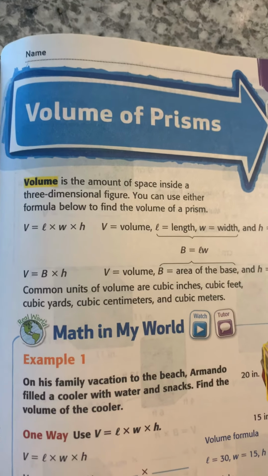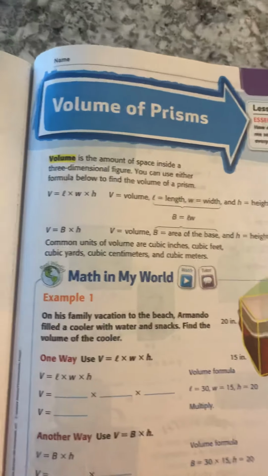You can use either formula below to find the volume of a prism. In order to find the volume, we're going to take the length times the width times the height, okay? Or we can take the base times the height. When we measure prisms, or volume, in general, we will use cubic inches, cubic feet, cubic yards, cubic centimeters, or cubic meters. So I will show you how to write that here in a minute. So again, when we're doing volume, we're doing the inside of something, okay?